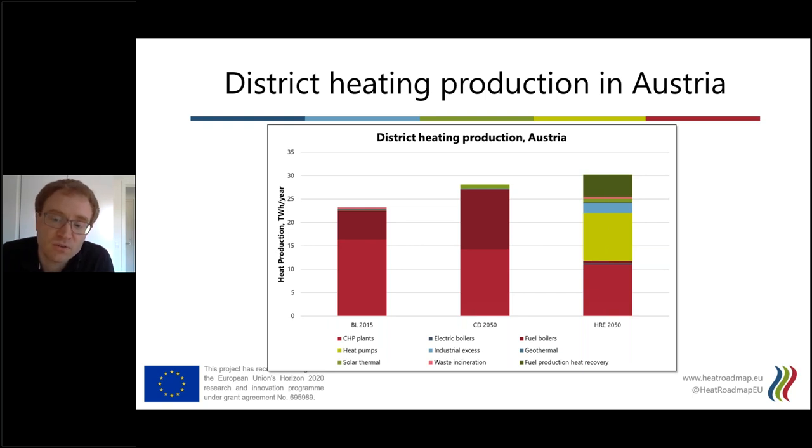You can see here the baseline 2050 scenarios on the very left. And then we have one we call the conventional decarbonization scenario, which has been set up by the European Commission. We then use that scenario, and then we look a bit more into the heating and cooling demands, and that's where we get this Heat Roadmap Europe scenario on the right here. And here you can see we suggest quite a lot of heat pumps compared to the conventional one, which uses a lot of fuel boilers.